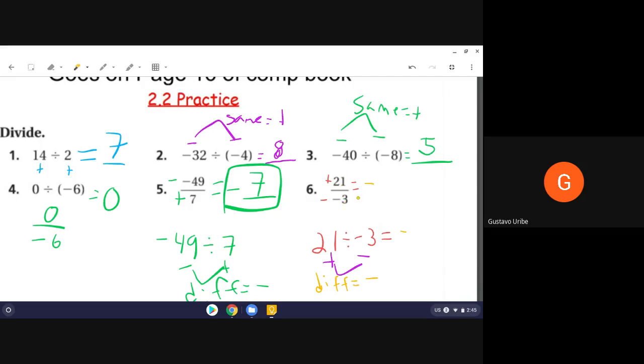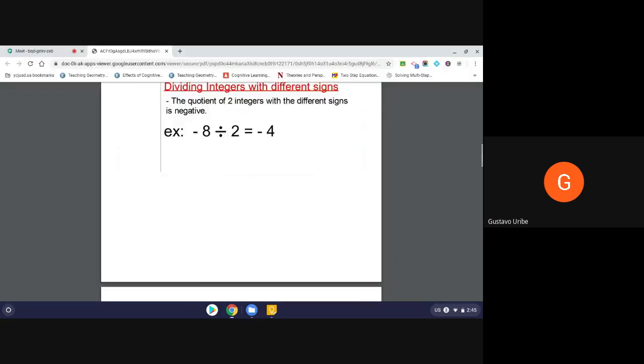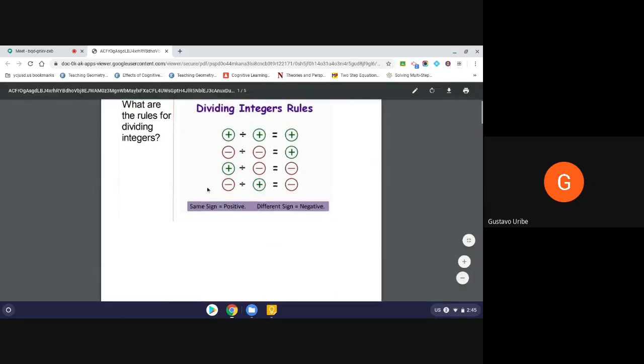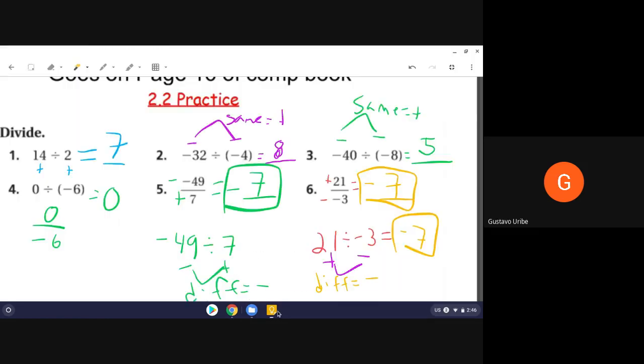21 divided by 3 equals what? Or 3 multiplied by something gives me 21. Let's use our multiplication facts or that multiplication table or chart if you need it. Well, 3 multiplied by 7 is going to give me 21. So your answer is a negative 7. Again, it was a negative because my signs are different. And your rules for multiplying and dividing is different signs is going to give us a negative answer. So your answer was negative here.